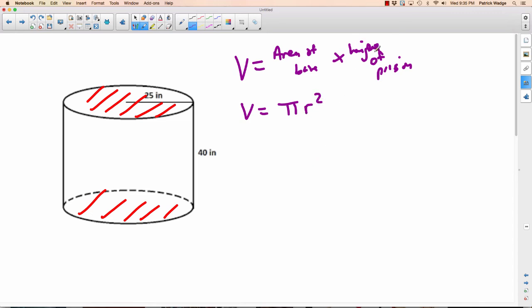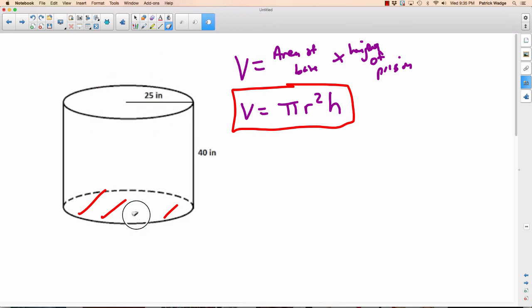And then we want to multiply by the height of the prism. So this is the formula you'll see. We got it by using the master formula. But for all cylinders, the formula for volume of a cylinder is pi r squared h. Okay? Where h is the height of the prism and r is the radius.